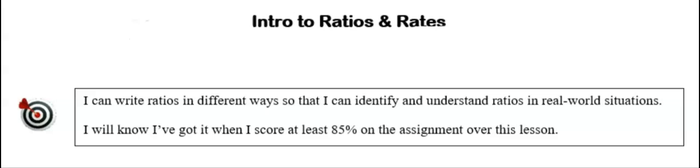In this lesson, it's an introduction to ratios and rates. Our learning target is that we will be able to write ratios in different ways so that we can identify and understand ratios in real-world situations. You'll know you've got it when you score at least 85% or better on the assignment following the lesson.